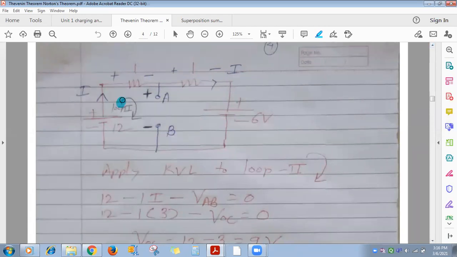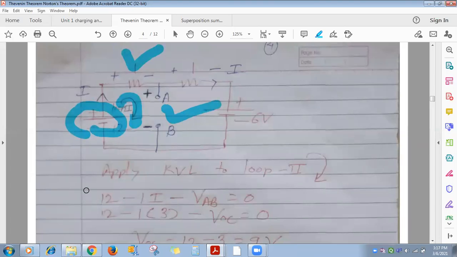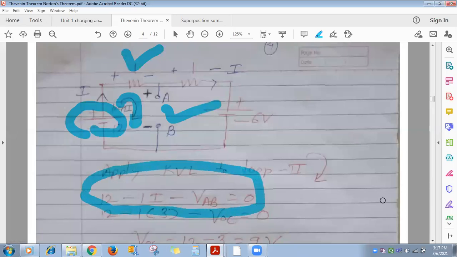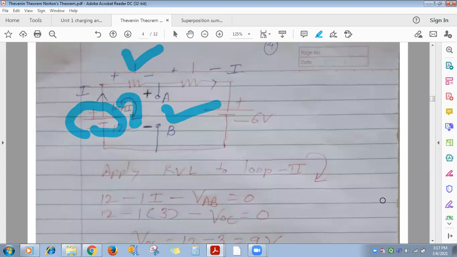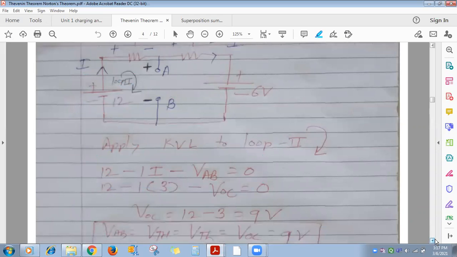So apply KVL to this loop. 12 volt will be positive, then this is negative, and this is also negative. This is the KVL equation I have applied. Put here the value of current. Whatever value of current you got, suppose 3 ampere, put here 3 ampere. Suppose you got -3, you have to put here -3. Is this clear to you?